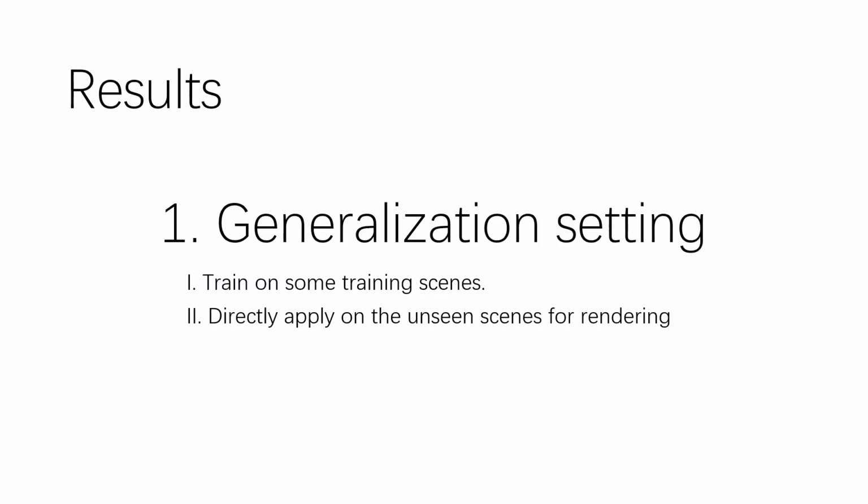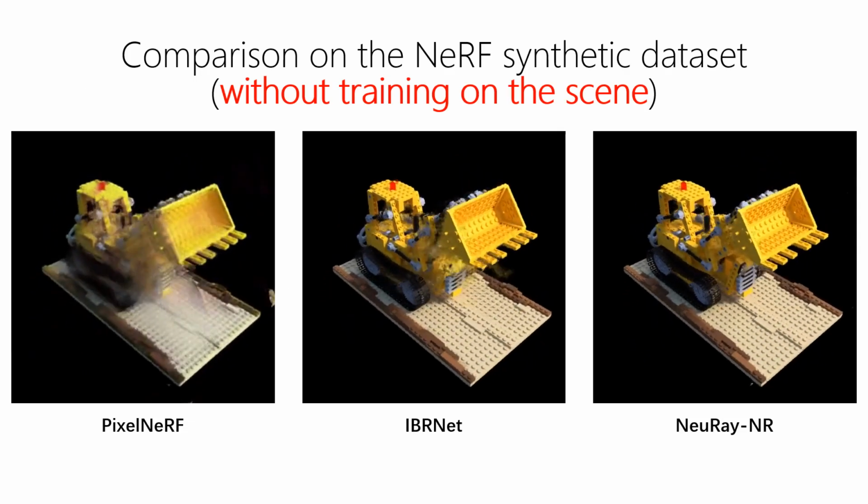In the following, we show results in the generalization setting. In the generalization setting, the model is trained on some training scenes and directly applied to unseen scenes for image synthesis.